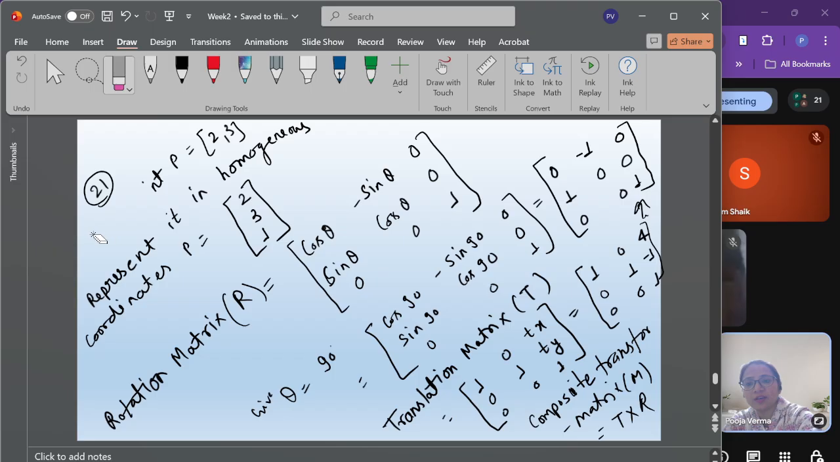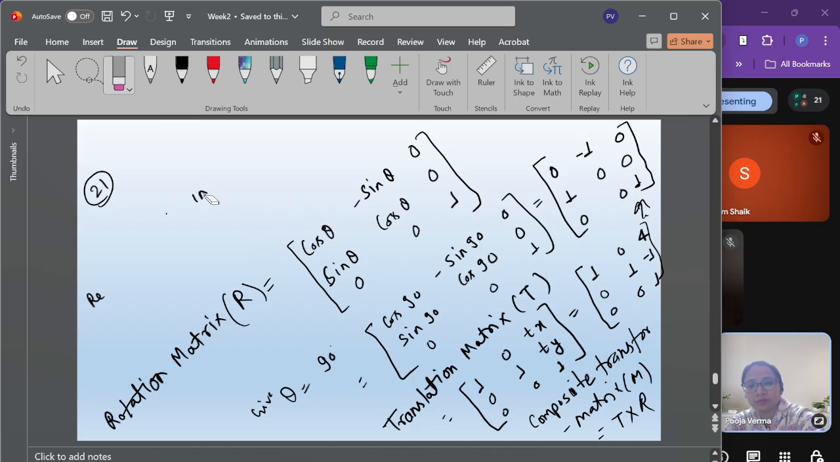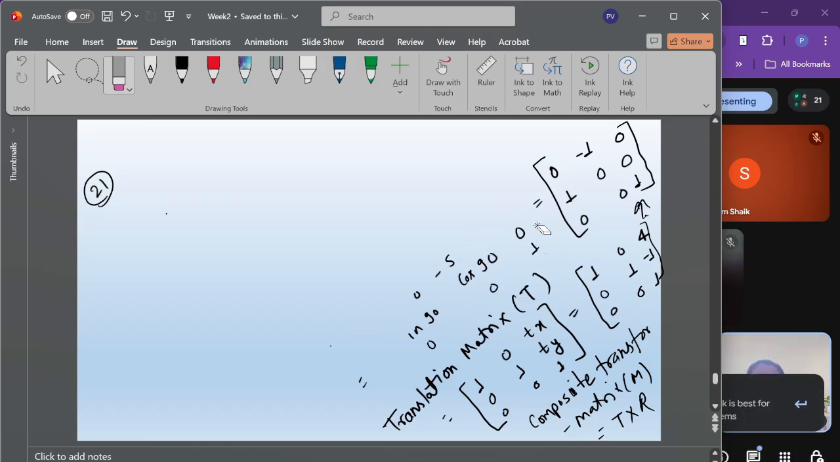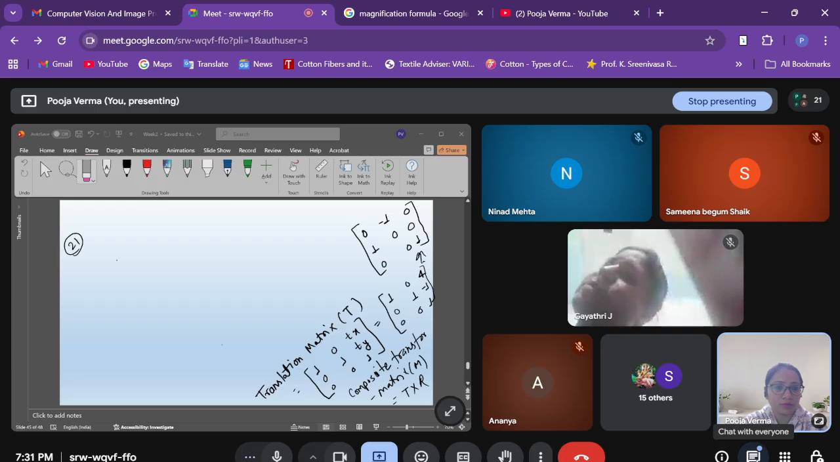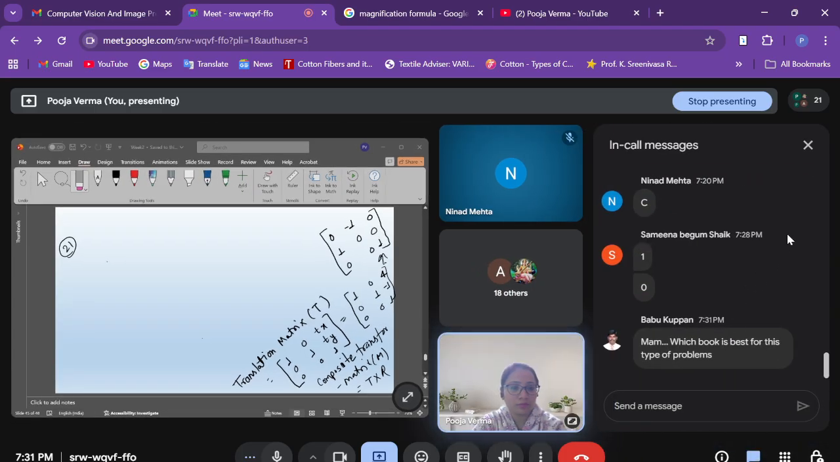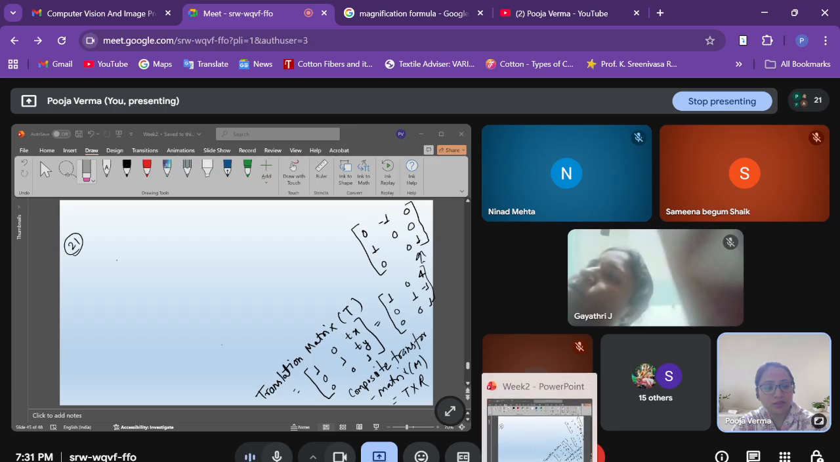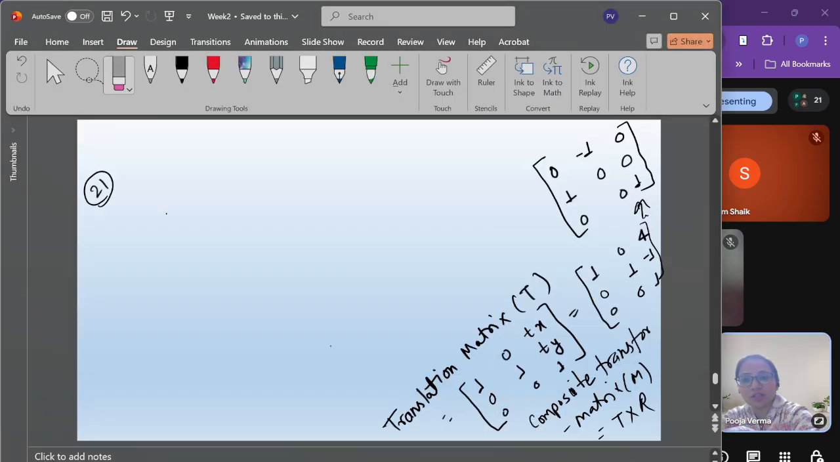I'm just removing it from here. I hope all of you have noted down. Which books we have already suggested in the third slide, those are standard books. From there you can take questions.